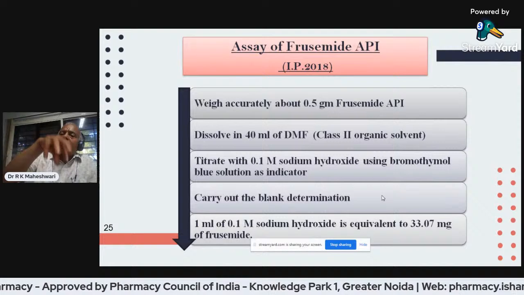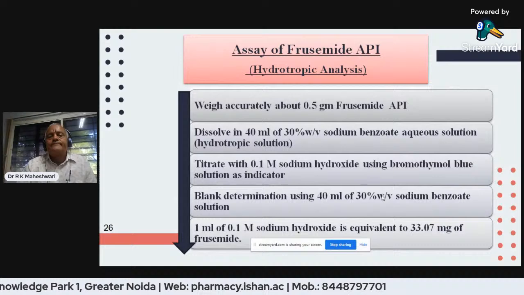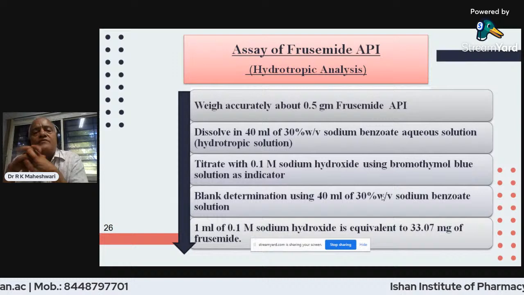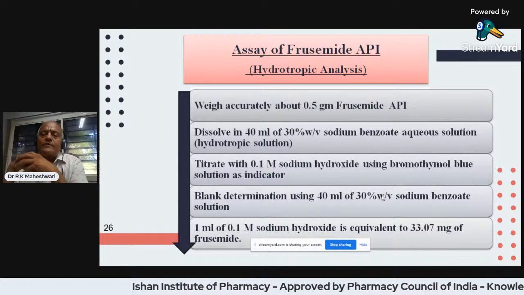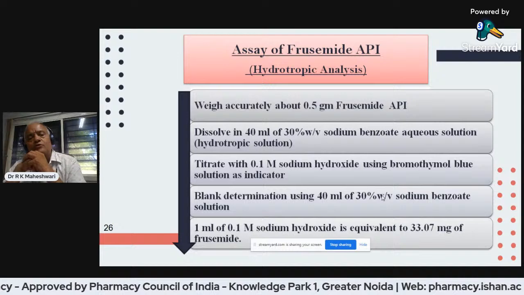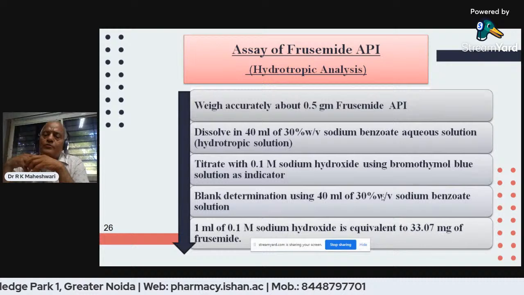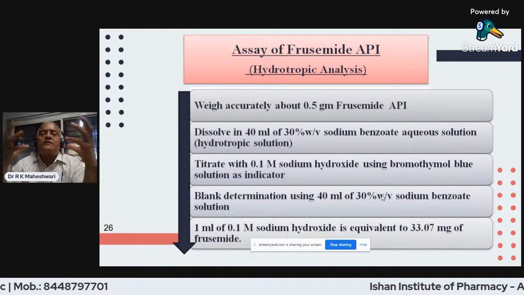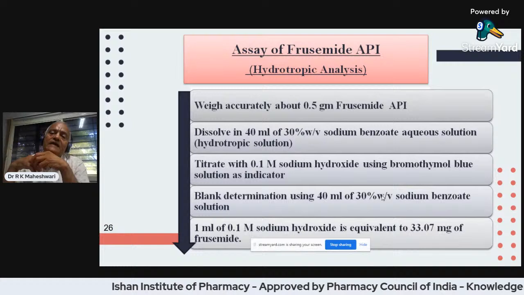But a still better method I am telling you is hydrotropy. This furosemide can be estimated using hydrotropic solutions as the solvent system. Now how can it be done? Weigh accurately about 0.5 gram of furosemide API and dissolve it in 40 ml of 30% weight by volume sodium benzoate solution. Just if you shake it, you will get a clear solution. Add a few drops of bromothymol blue indicator and titrate with 0.1 molar NaOH. As soon as the end point comes, note down the reading. Suppose that reading is X2 ml of NaOH solution.